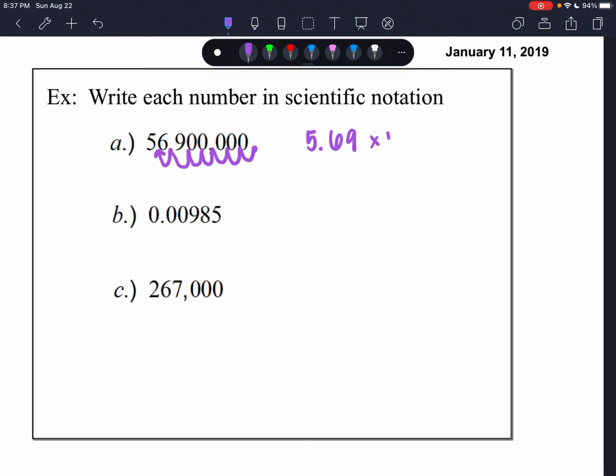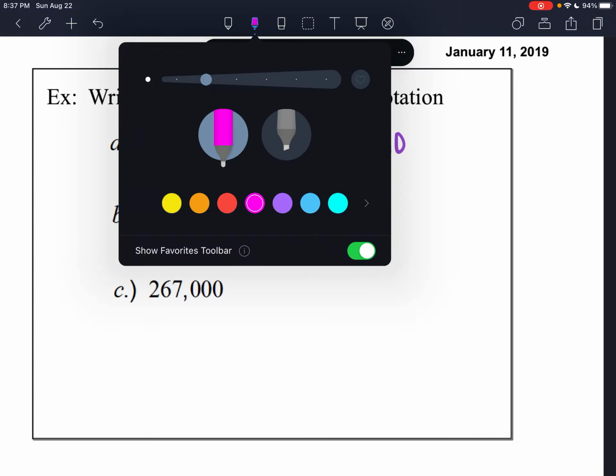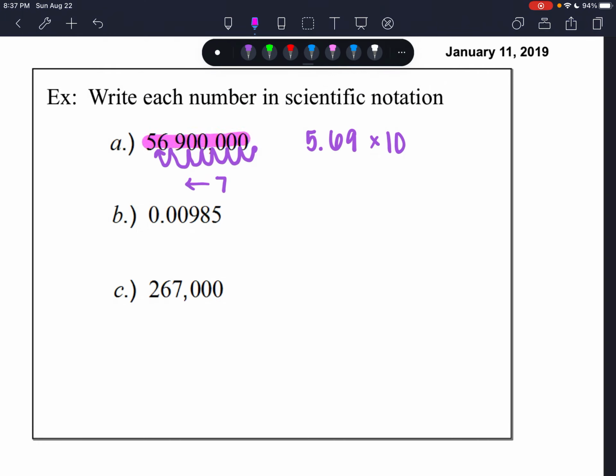Now I move my decimal place. How many places? 1, 2, 3, 4, 5, 6, 7. I moved it 7 times to the left. So my exponent is either going to be positive 7 or it's going to be negative 7. It depends on if that original number is larger or smaller. So 56,900,000 is much larger than 5.69. And when that happens, my integer is going to be a positive number. So my exponent will be positive 7 in this case.